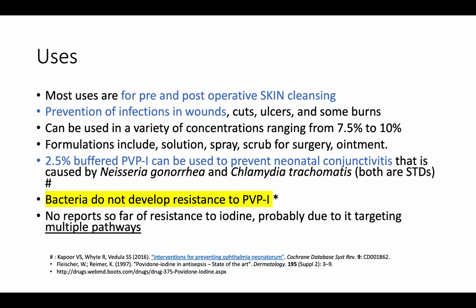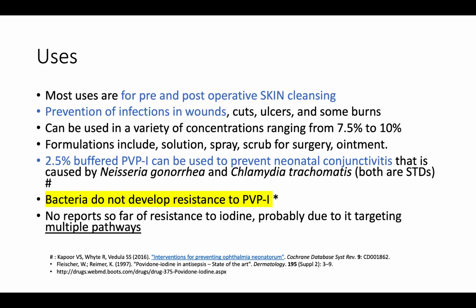PVPI can be used to prevent neonatal conjunctivitis, and it can be given as a drop in a buffered manner. Both are STDs. If the mother has an active STD and the baby comes out through this canal, the baby will be exposed, obviously to chlamydia and gonorrhea, which are sexually transmitted diseases. But they might go through the eye and cause conjunctivitis.